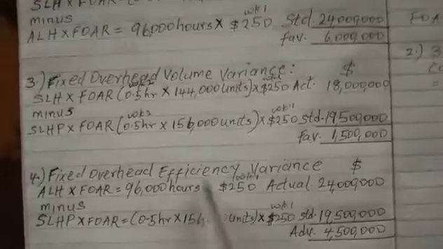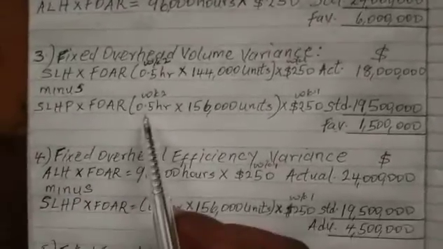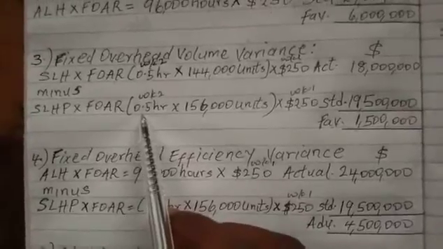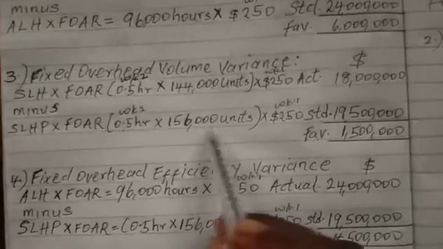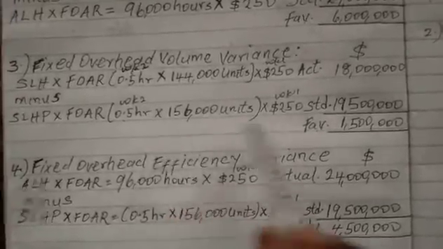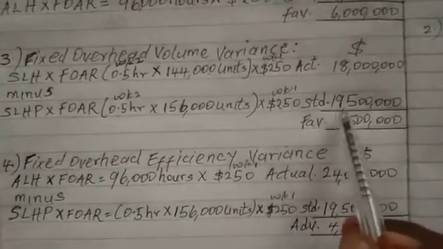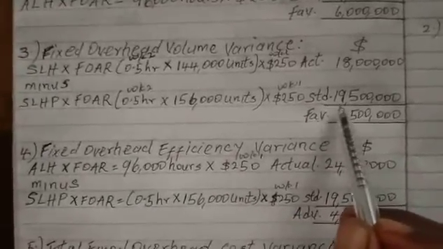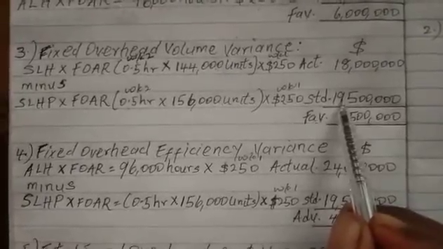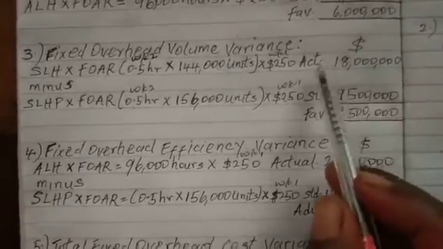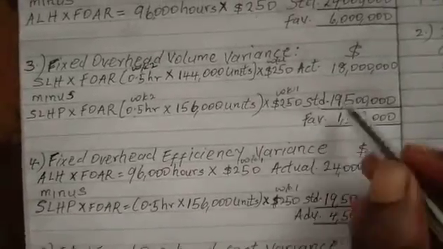And that is what we have here. Hour per unit is 0.5. Then how many units? 150,000 actual production units multiplied together. Then multiplied by fixed overhead absorption rate, as explained, it gives you $19,500,000. And that is actual is lesser than the standard, you have favorable. The favorable of what?